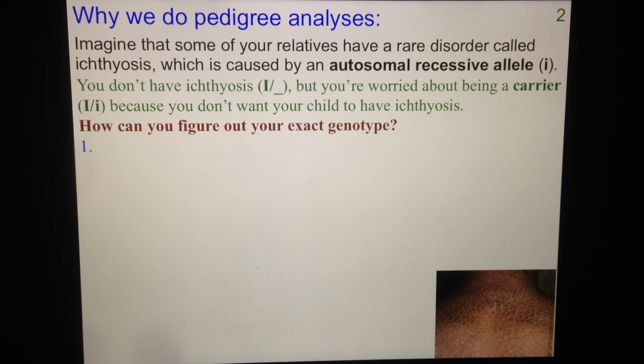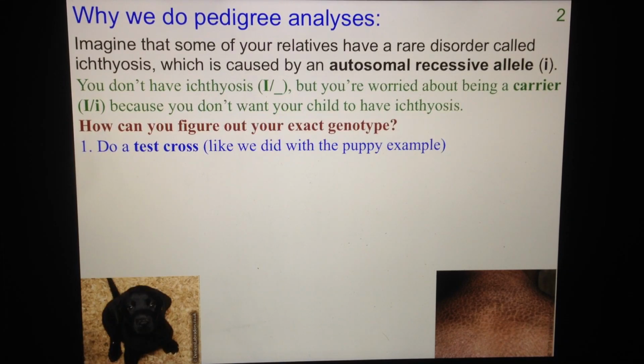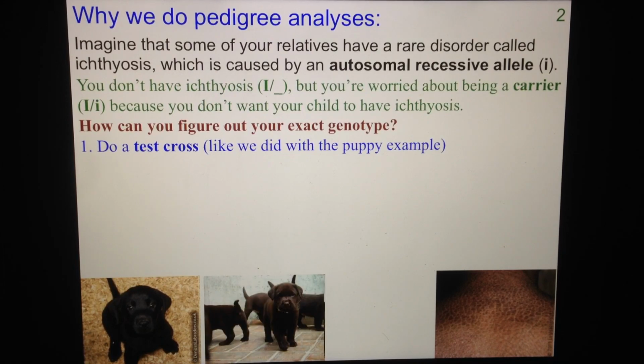So how can you figure out your exact genotype? If you know that you have one good copy but you don't know your other copy, how do you know whether you're homozygous dominant or heterozygous? Well, one way you can do it is to do a test cross, just like we did with our puppy example. When we had Woofy, we didn't know if he's homozygous dominant or heterozygous. We mated him with a homozygous recessive brown puppy and looked at the kids and saw whether or not there's any more brown puppies in the next generation.